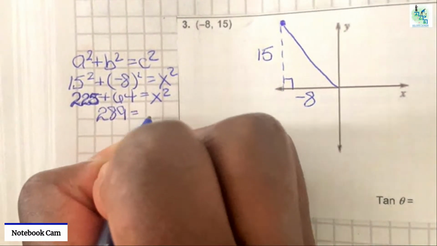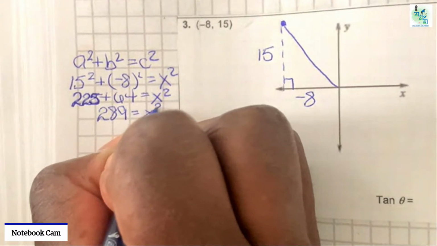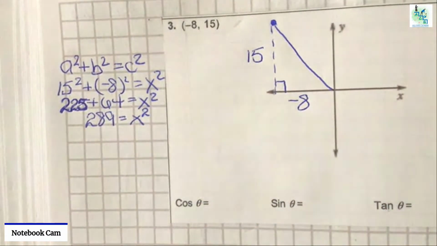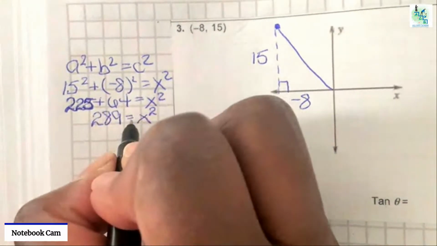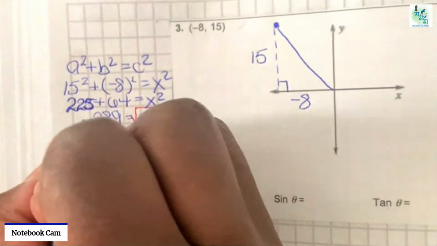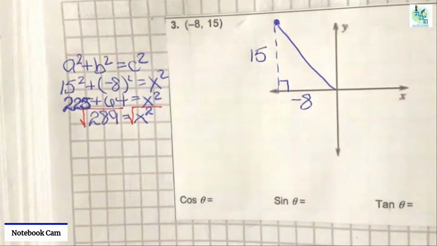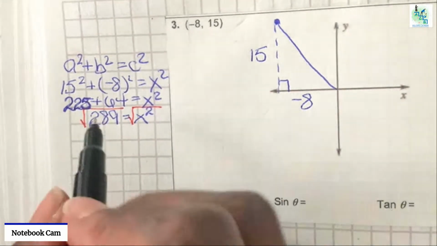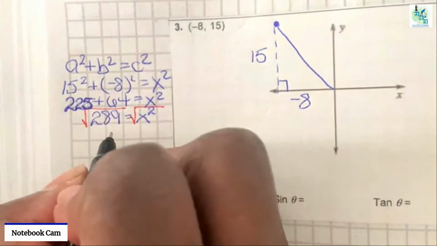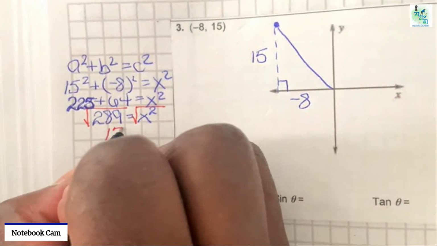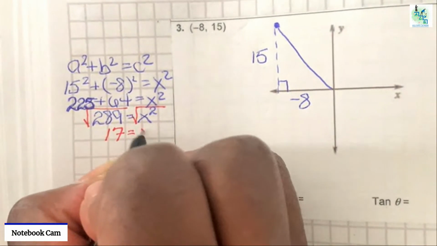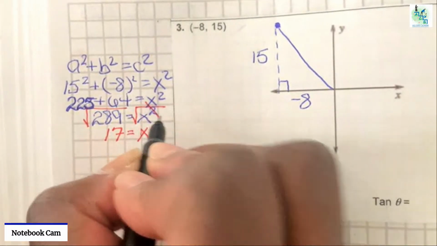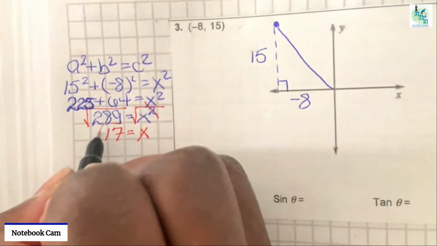But that's what x squared equals. So in order for us to get rid of that square, we have to do the square root. So let me just put devil's advocate: if it was a cube, then you would have to do the cube root. Okay? So the square root of 289, that is a perfect square root, which gives me 17. So x, because they cancel, will equal 17.